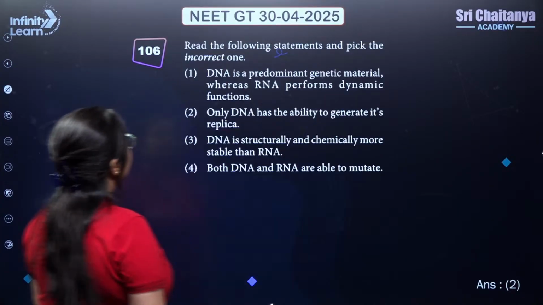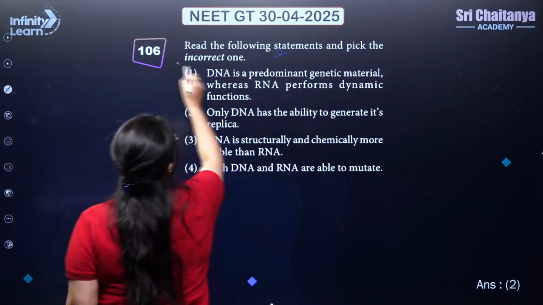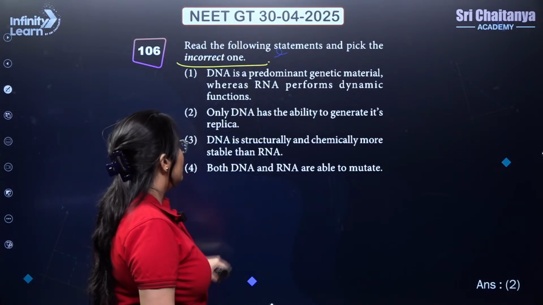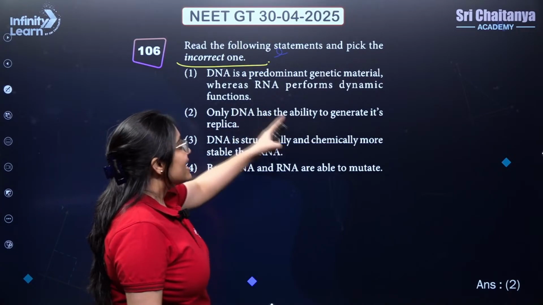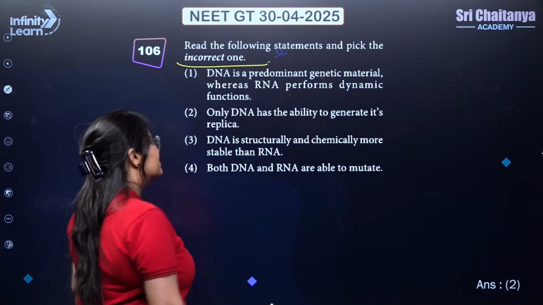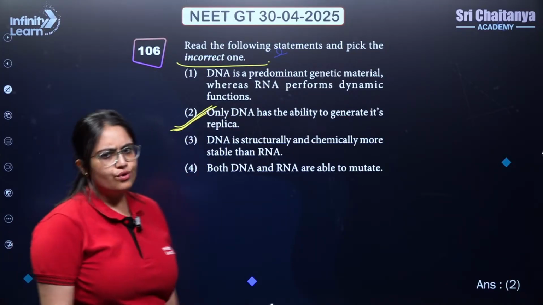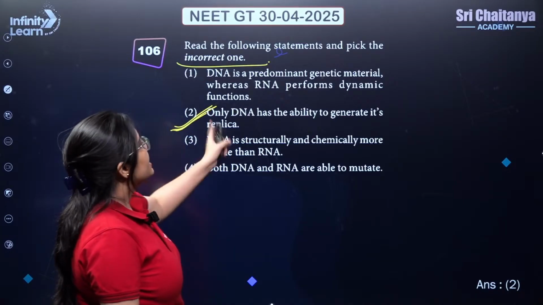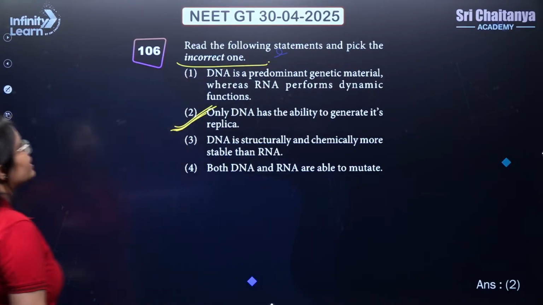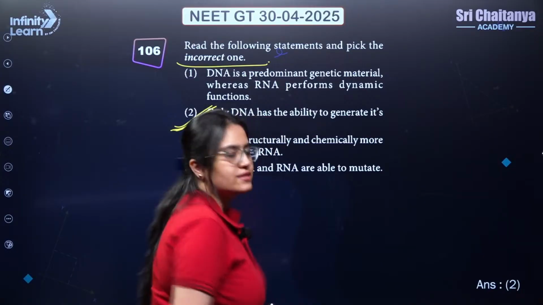Next on your screen. Read the following statements and pick the incorrect one. Rest all are correct, but the incorrect one is the second one here. Only DNA has the ability to generate its replica. No, even RNA can also replicate, can create its copy, through complementary base pairing rule. So only DNA has the ability to generate its replica. This is an incorrect statement. Answer is 2.